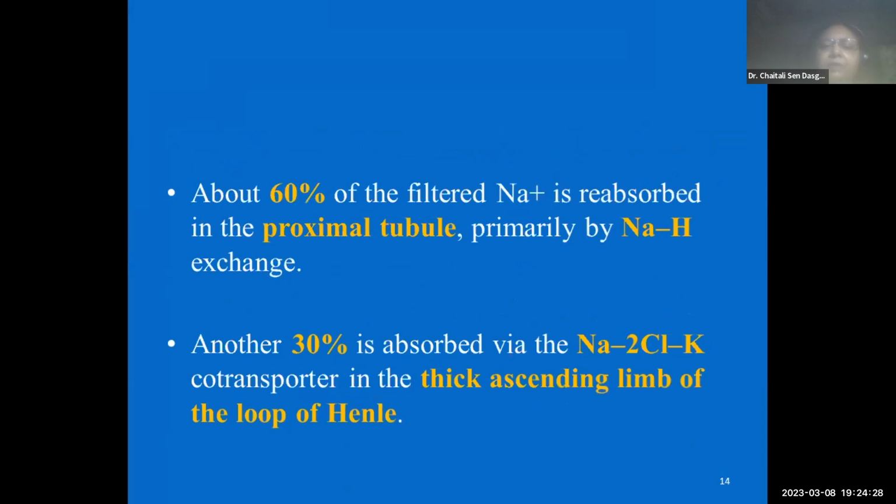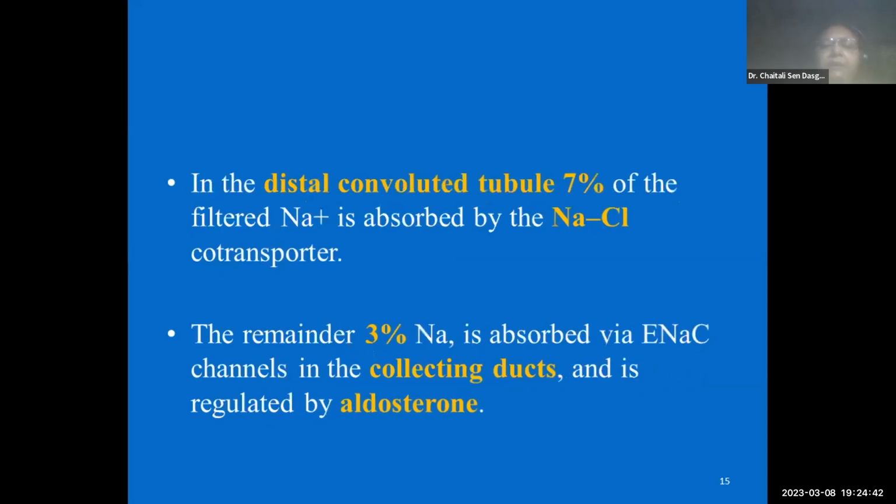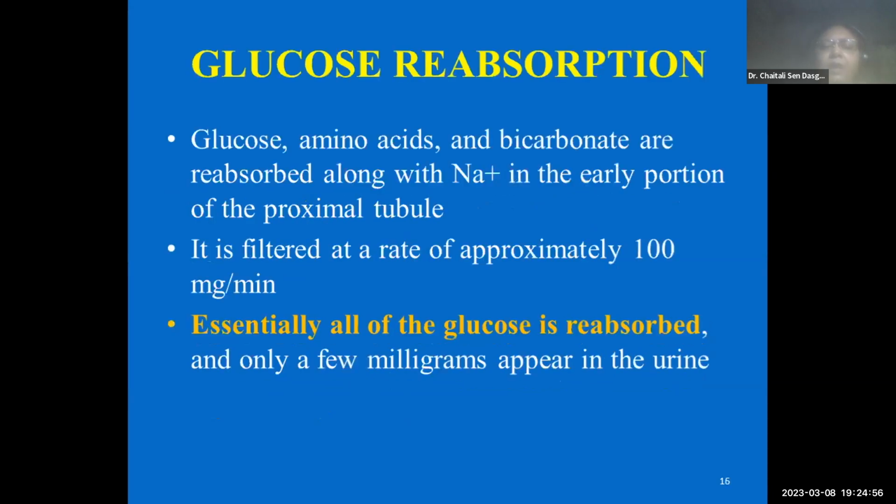About 60% of the filtered sodium is reabsorbed in the proximal tubule, primarily by the sodium hydrogen exchange. Another 30% is absorbed by the sodium chloride potassium co-transporter system in the thick ascending limb of the loop of Henle. In the distal convoluted tubule, 7% of the filtered sodium is absorbed by the sodium chloride co-transporter, and the remaining 3% of sodium is absorbed via the epithelial sodium channels in the collecting ducts, and it is regulated by aldosterone.